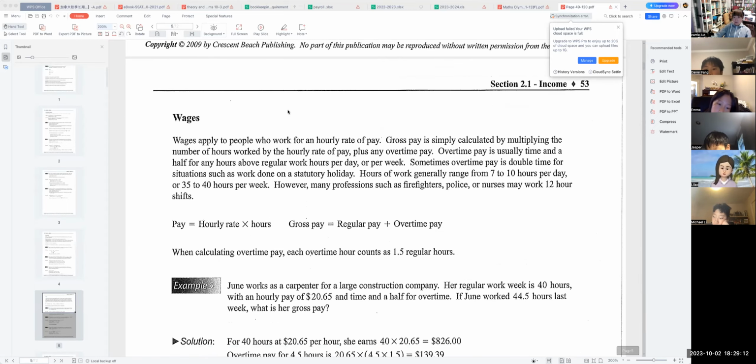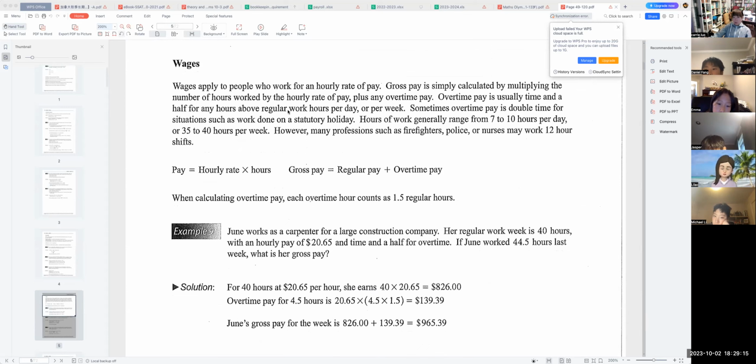OK，so now let's take a look at the wages, right? So wages like every work from 7 to 10 hours per day and 35 to 40 hours per week. Okay, so let's take a look at this one. So the regular pay is hourly rate times hours, right? And the gross pay, the total pay, is the regular pay plus overtime pay. And each overtime hour is counted as 1.5 times the regular rate. Understand, Emma? So every overtime hour is times 1.5, okay?